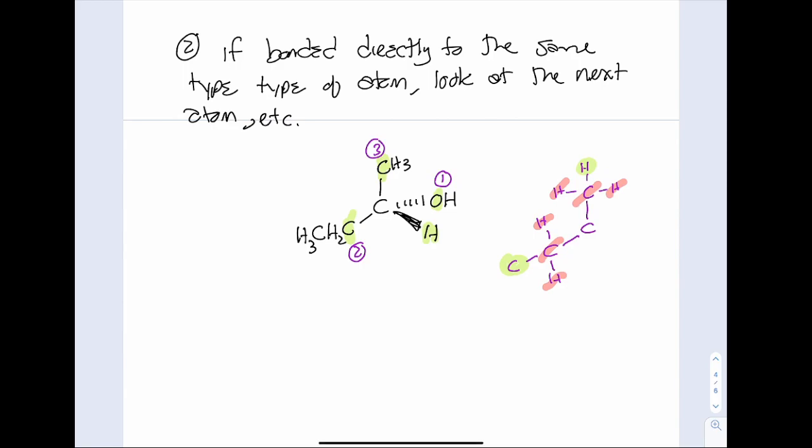A carbon bonded to 1 carbon and 2 hydrogen is going to be higher in priority than a carbon bonded to 3 hydrogen. This looks a little weird because I don't have these guys on here, but I just drew the same molecule. And my lowest priority group is always going to be my hydrogen. If you have a hydrogen, it's always going to be your lowest priority group.